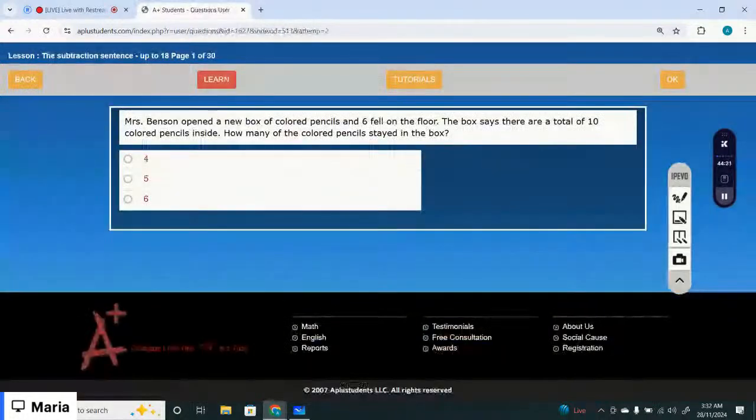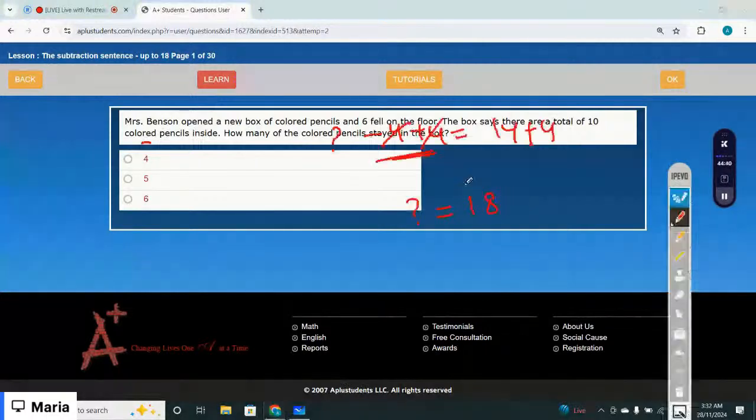Mr. Benson opened a new box of colored pencils and 6 fell on the floor. The box says there are a total of 10 colored pencils inside. How many of the colored pencils stay in the box? So you are given the total in the box. The total pencils in the box were 10, right? And 6 of them fell down. You need to calculate how many pencils are still in the box. So 10 total pencils, 6 fell down, and you are left with 4. The correct option is 4. Option number 1 is the correct option.